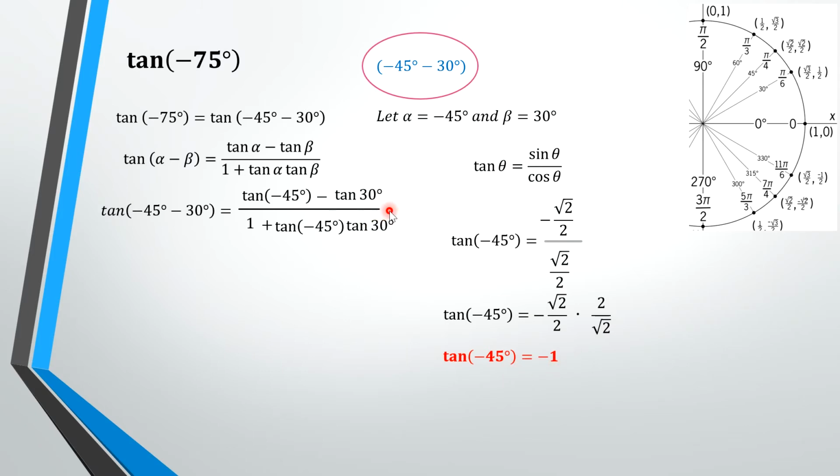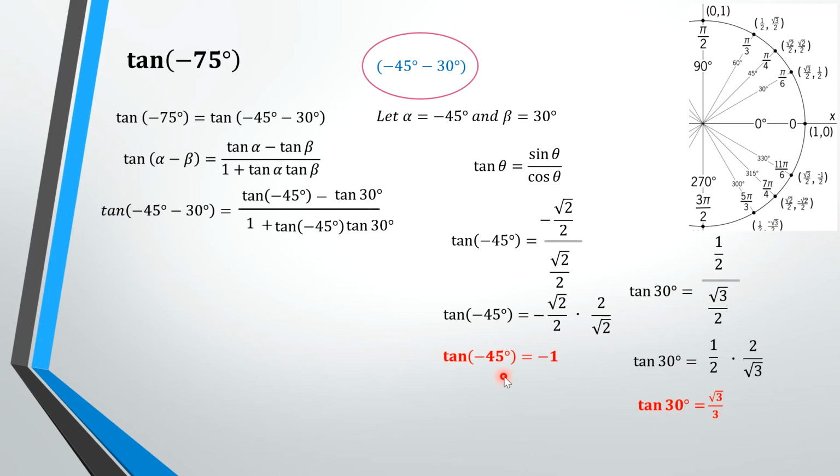So let's proceed to tangent 30 degrees. Sine 30 degrees is equal to 1/2, over our cosine 30 degrees, that is square root of 3 over 2. Simplifying, we copy the numerator, proceed to multiplication and get the reciprocal of the denominator, that is 2 over square root of 3. Cancel the 2, and the result is 1 over square root of 3. Rationalize that by multiplying both numerator and denominator by square root of 3. So the final answer for tangent 30 degrees is square root of 3 over 3.